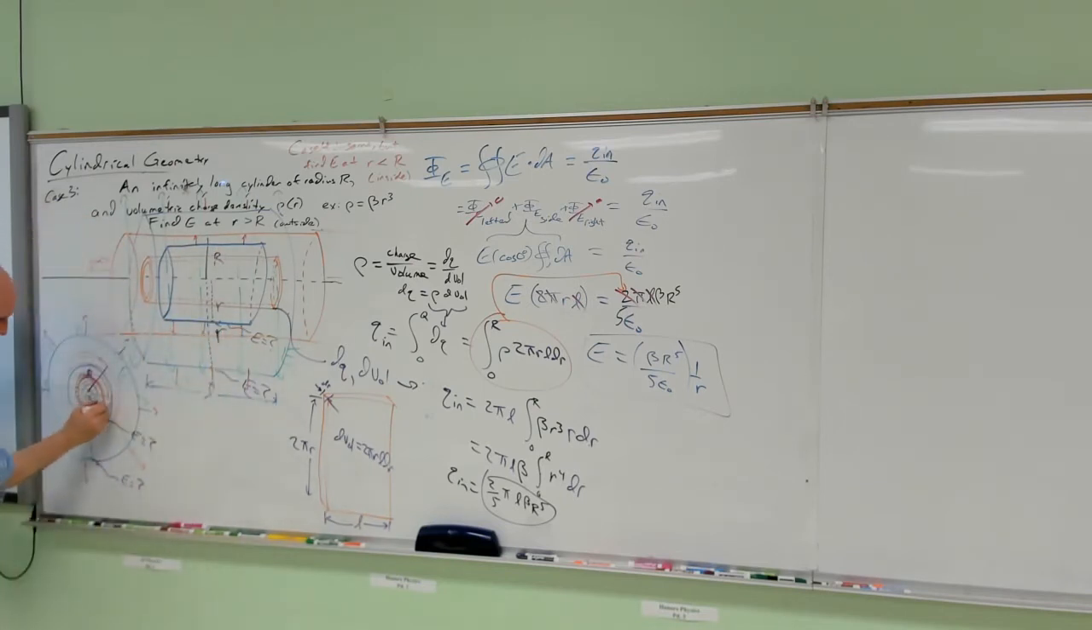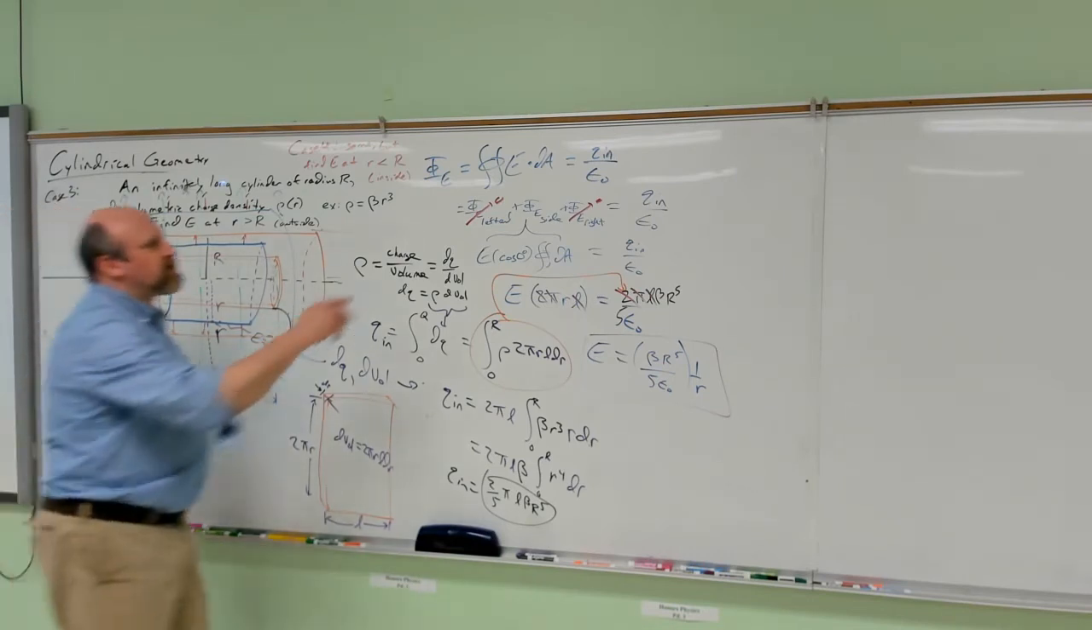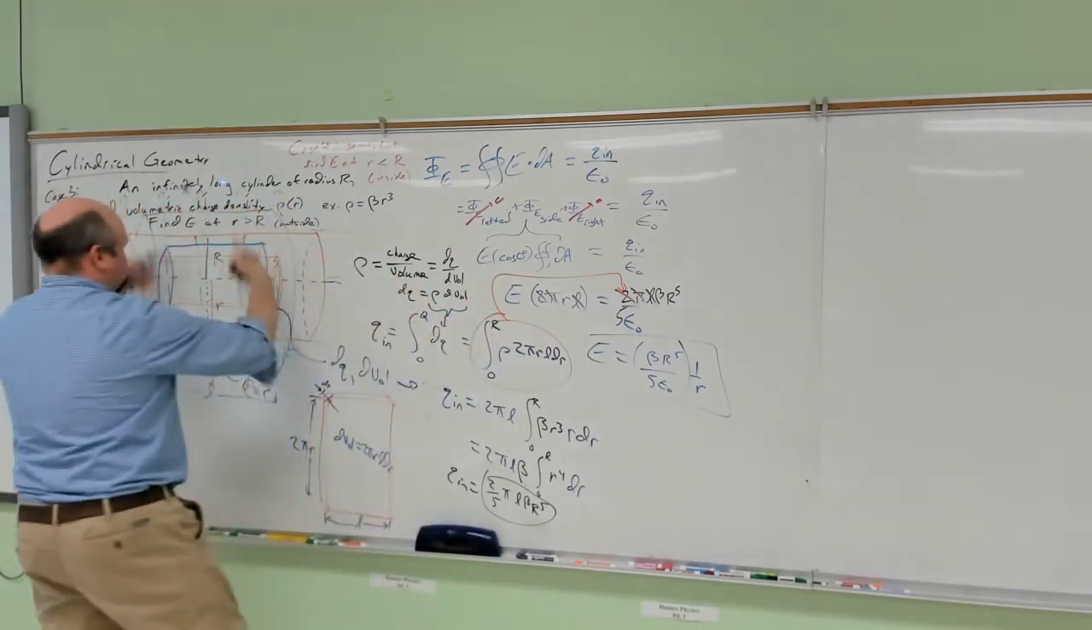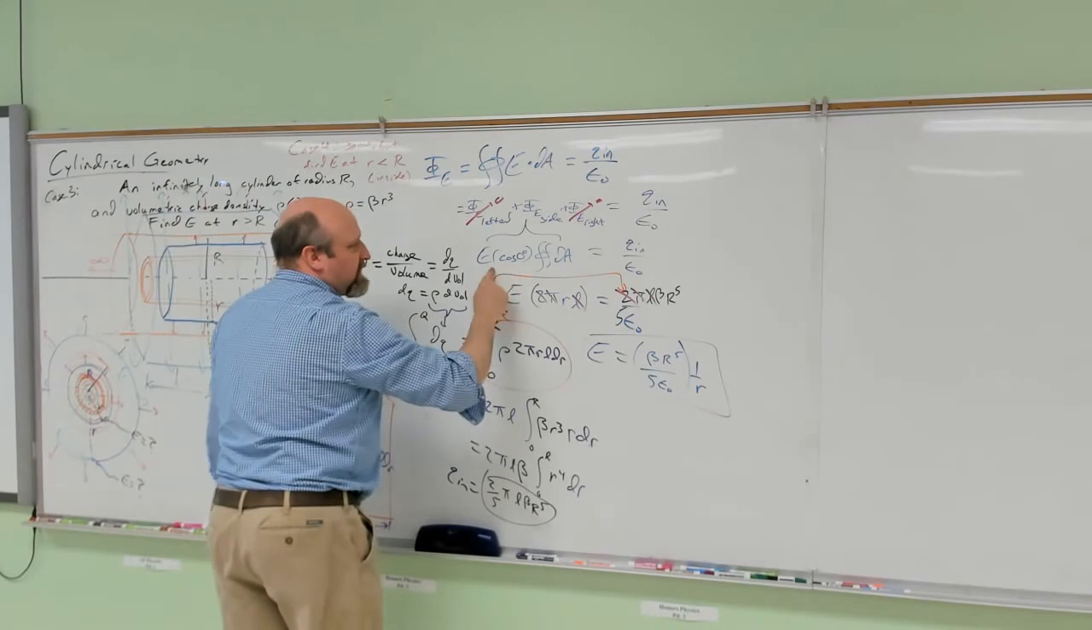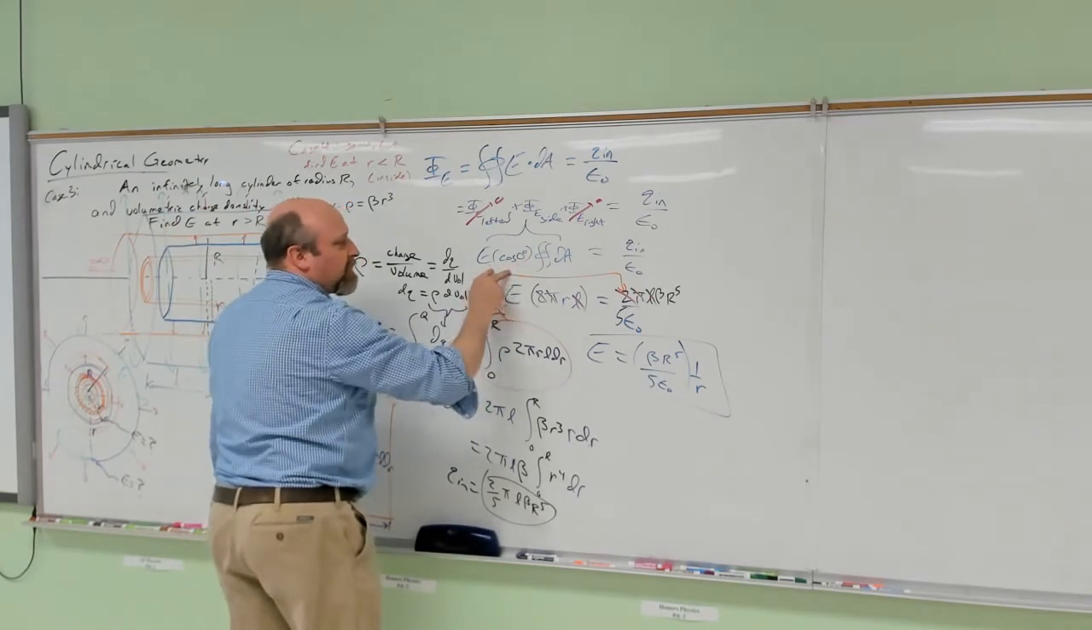Same thing here. My area vector goes out of my bubble, my Gaussian surface. You say, hey, the field lines are going parallel to it. It's going to be cosine of 0 everywhere on the curved surface, nothing out the ends. And so again, I'm going to have E cosine theta 0. Those will pop out. Integral of the area.